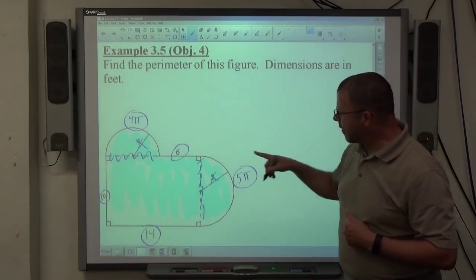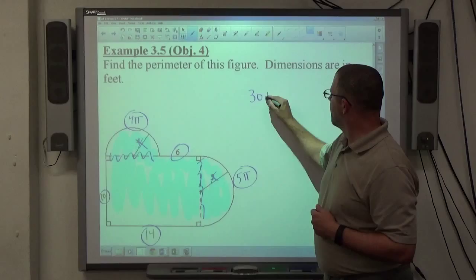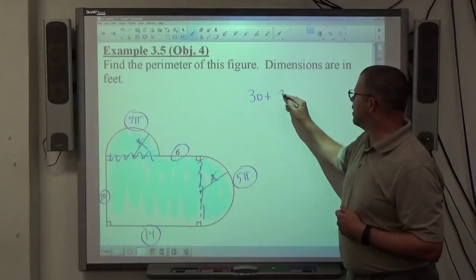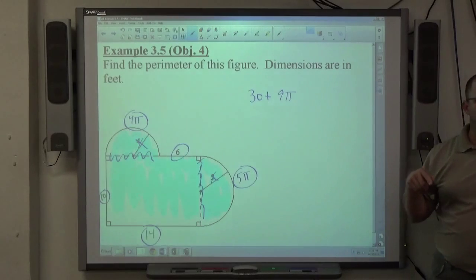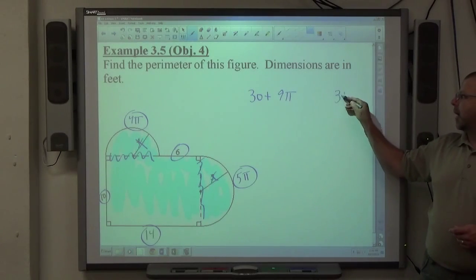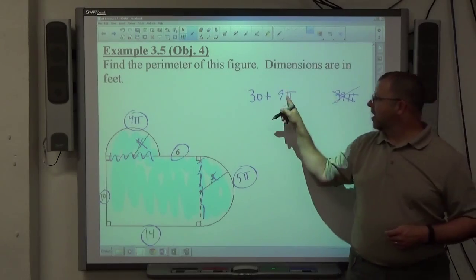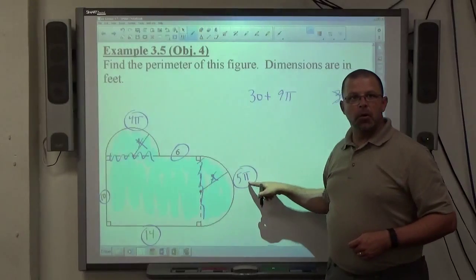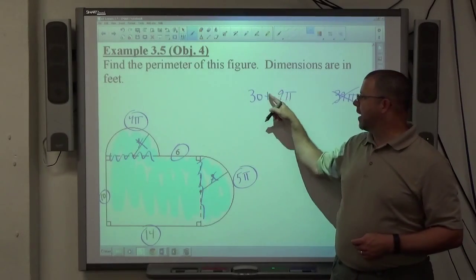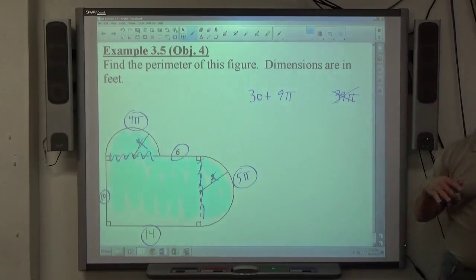If I add it all up, I've got 6 and 14 is 20 and 10 is 30. And 4 pi and 5 pi makes 9 pi. That's how you'd have to leave your answer if you wanted to leave pi in it. Too many people want to call it 39 pi. That's wrong. Okay? This has a pi on it, that doesn't, you can't add them together. 4 pi and 5 pi both have pi, they can make a 9 pi, but I can't add 30 to that. Okay? And a lot of people want to do that, and I like to avoid that scenario.